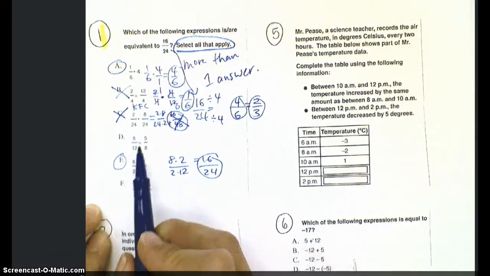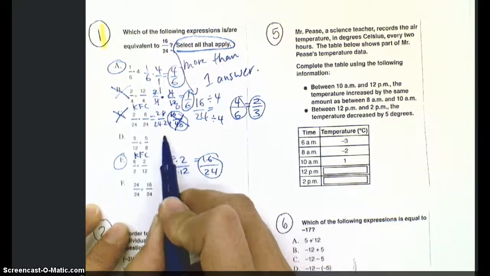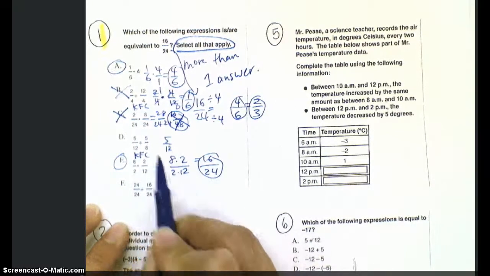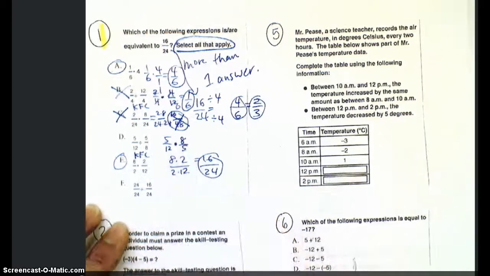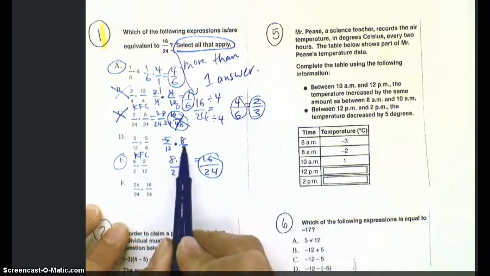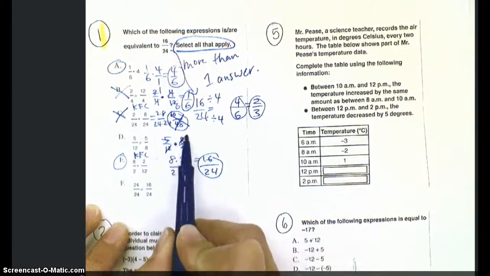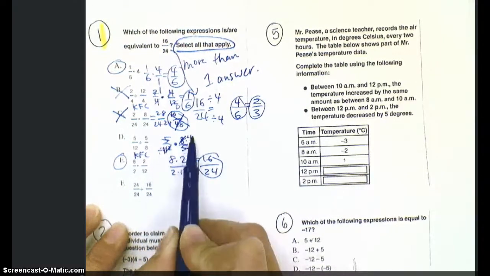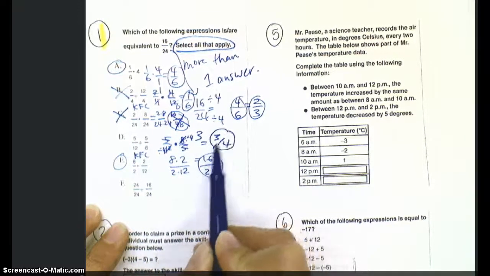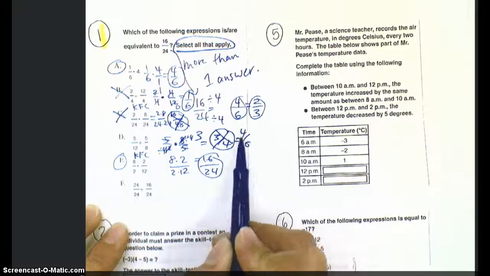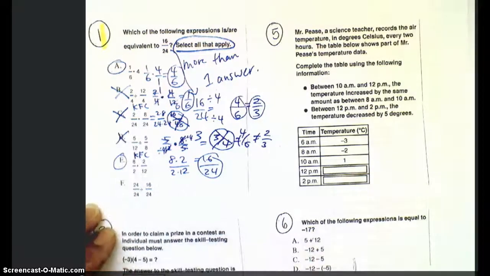For letter D, I am going to divide, so again I need to do KFC. So I'm going to keep 5 over 12, flip the second, 8 over 5, and change the division to multiplication. I'm going to cancel the 5 and the 5. If I cancel the 8 and the 12, I will divide both numbers by 4, giving me 3 and 4, which is 3 over 4, and that's definitely not the same as 4 over 6, and not the same as 2 over 3. So D is also not a choice.